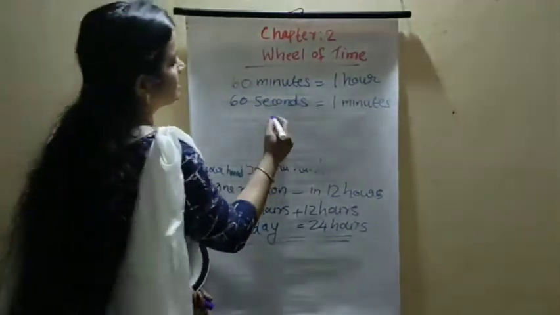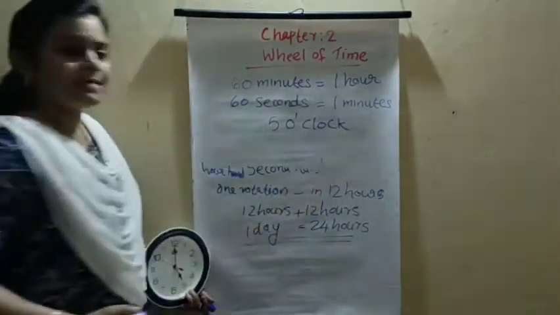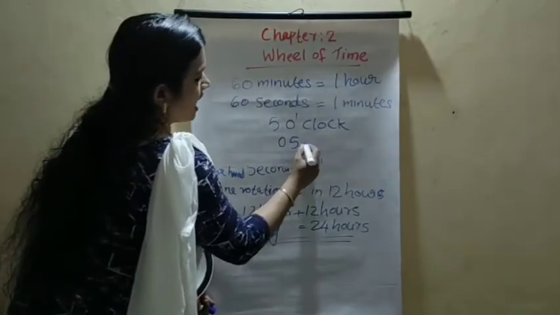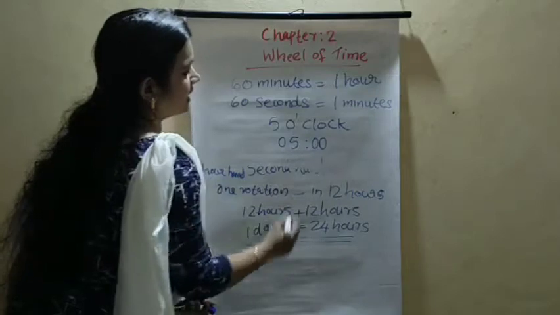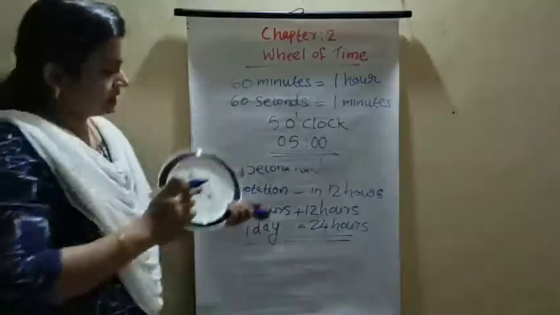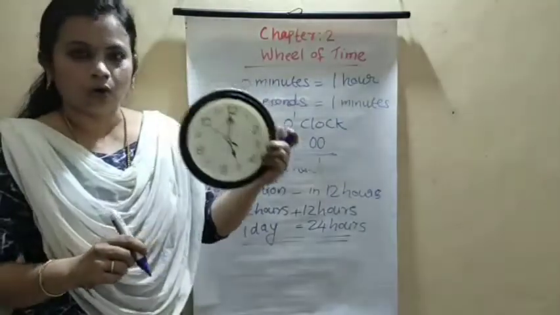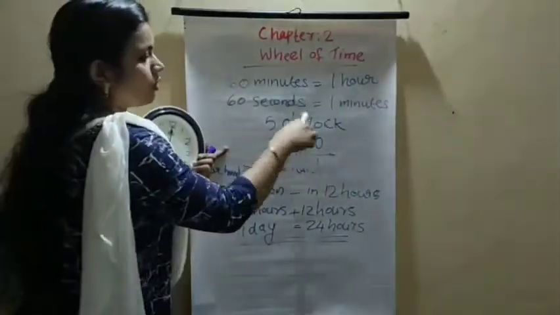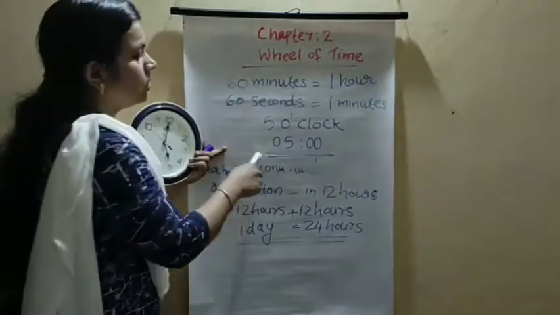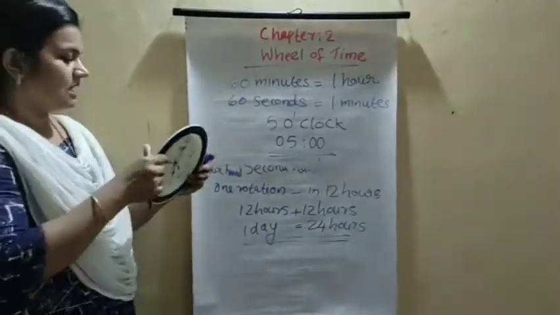How to write 5 o'clock? We can write in words, 5 o'clock, or we can write 05 colon 00. How to read this time? 5 o'clock. Understood? This way we can write the time. Look at the clock and first of all read the time. What's the time? The time is 5 o'clock. We can also write 05:00, and you read this also as 5 o'clock.